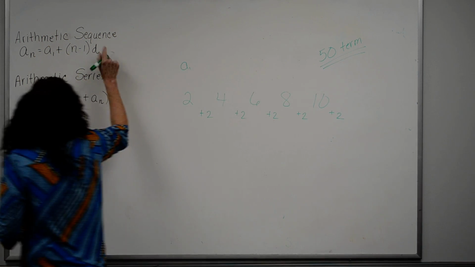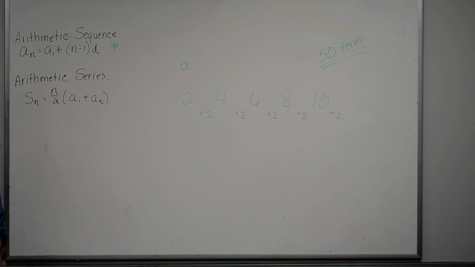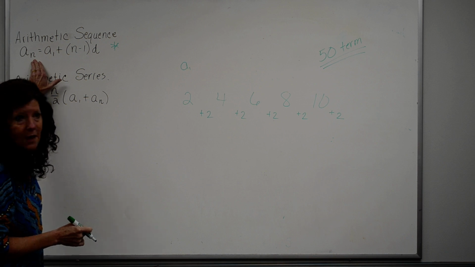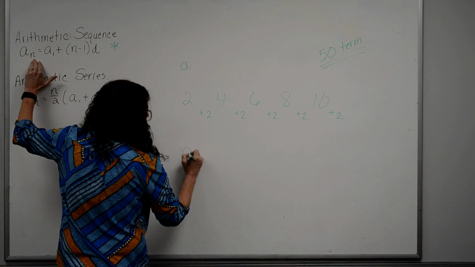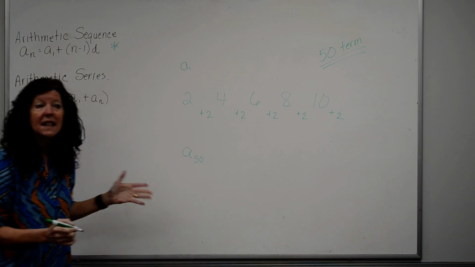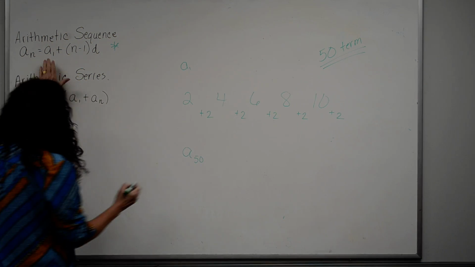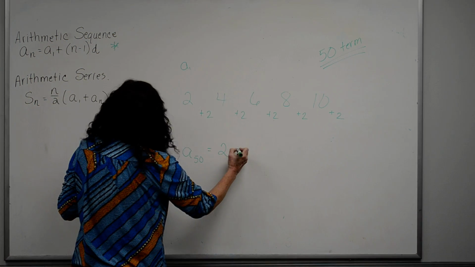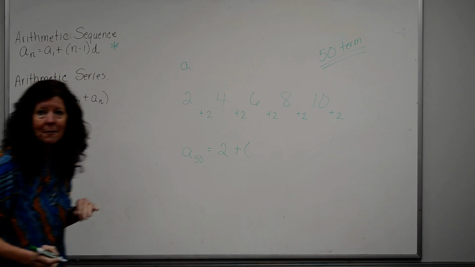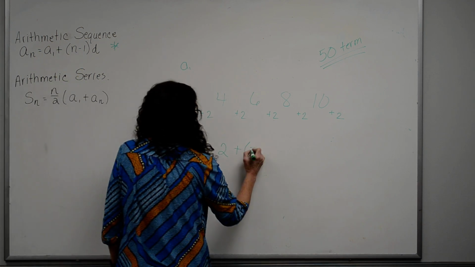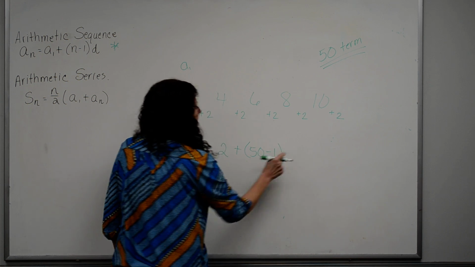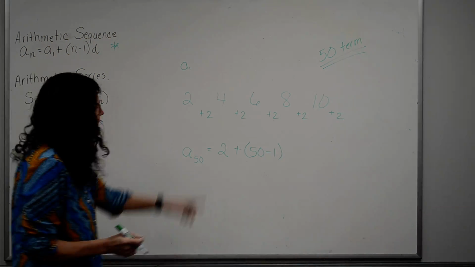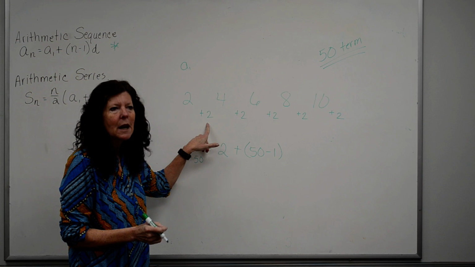I'm going to come over here and use that formula right there. What that formula says is the n stands for what term I'm looking for. So a sub 50, or the 50th term, remember the a is the term, is equal to the first term, which I find over here, plus, what's my n again? 50, minus 1. What do you think the d might be? It's the common difference. It's what I'm going to add each time.